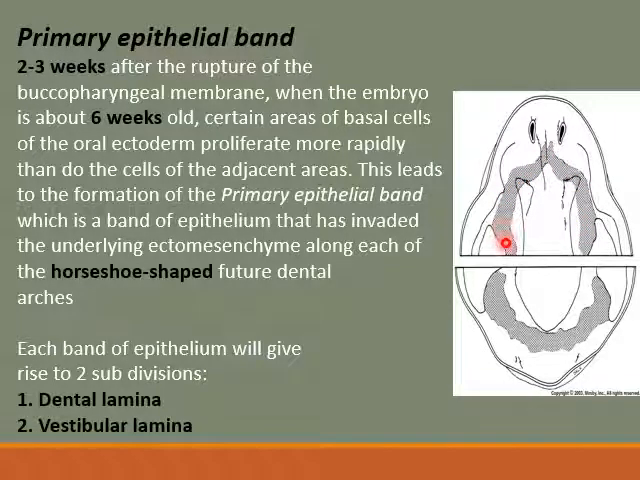This represents the future maxilla, and this represents the future mandible. This is a thickening like a horseshoe. Each of these primary epithelial bands will give subdivisions. Lingually is the dental lamina, and labially is the vestibular lamina.